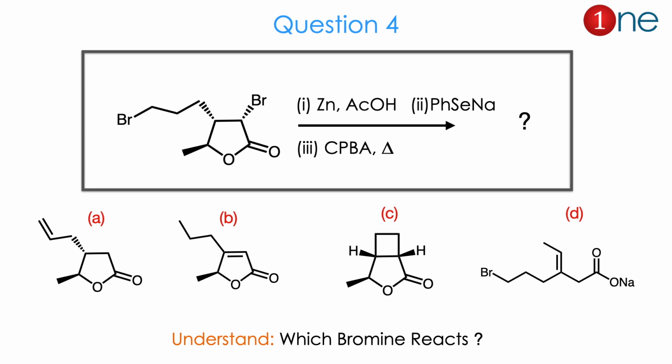Then question number 4. The starting material is a 5-member cyclic ester, where one side bromine is attached, another side propyl bromide is attached, and one methyl group is also above the plane. Here you are using the reagents zinc and acetic acid, the selenium analog of phenoxide, then peracid. You are using heat. Here they ask you to find the product. The products are mostly stereochemically different. Mainly the question involves which bromine reacts, whether the bromine near the carbonyl group or the isolated bromine which is on the alkyl group.